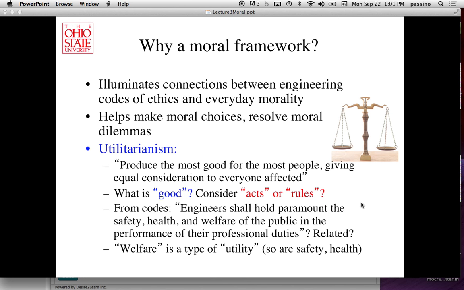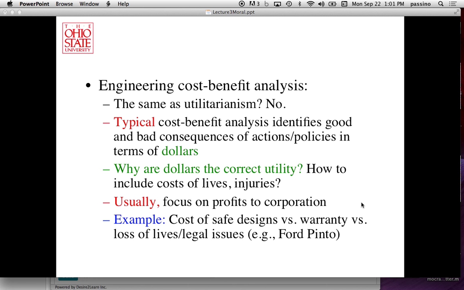So in terms of the way engineers think, we often apply what's called cost-benefit analysis to this sort of utilitarianism idea. It's not actually the same, but it does have some relation. In a typical cost-benefit analysis, the good and bad consequences are all quantified in terms of dollars. It's good that our company makes this much money. It's bad that we're going to have to pay warranty, or pay for litigation because our product was unsafe, and so on. So the question then becomes, when you're talking about automobile safety or other types of safety, how do you put a dollar on a human life?